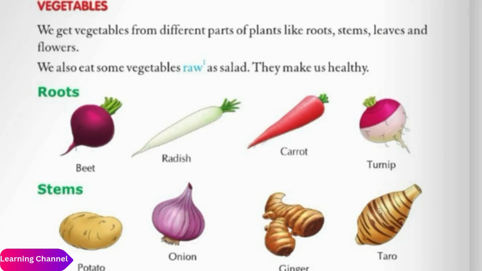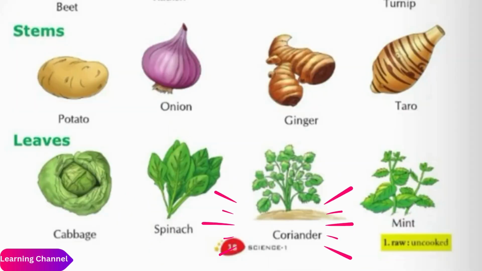The vegetables we get from the roots are beet, radish, carrot, and turnip. The vegetables we get from the stems are potato, onion, ginger, and taro. The vegetables we get from leaves are cabbage, spinach, coriander, and mint.